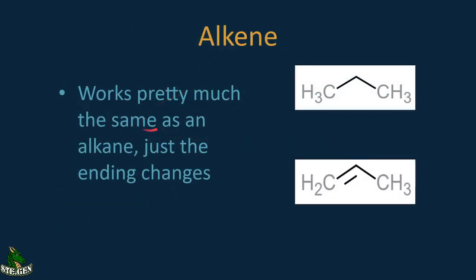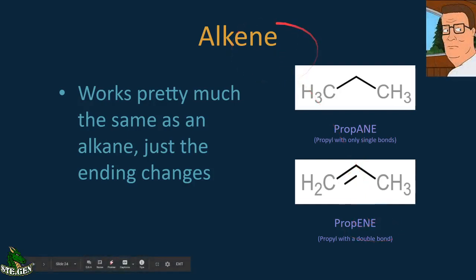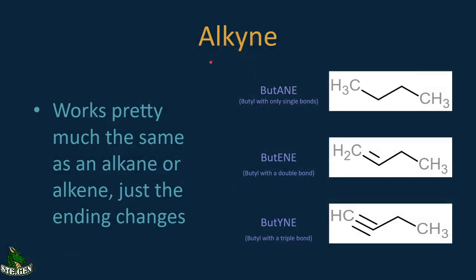So alkenes, pretty much the same as alkanes. You just change the endings. So for example, in this case, this is propane, because it is a propyl, methyl ethyl propyl, with only single bonds. But this one would be propene, because it has an E ending, because it becomes an alkene in this case. Then we have alkynes. Works pretty much the same way. You just change the ending again.